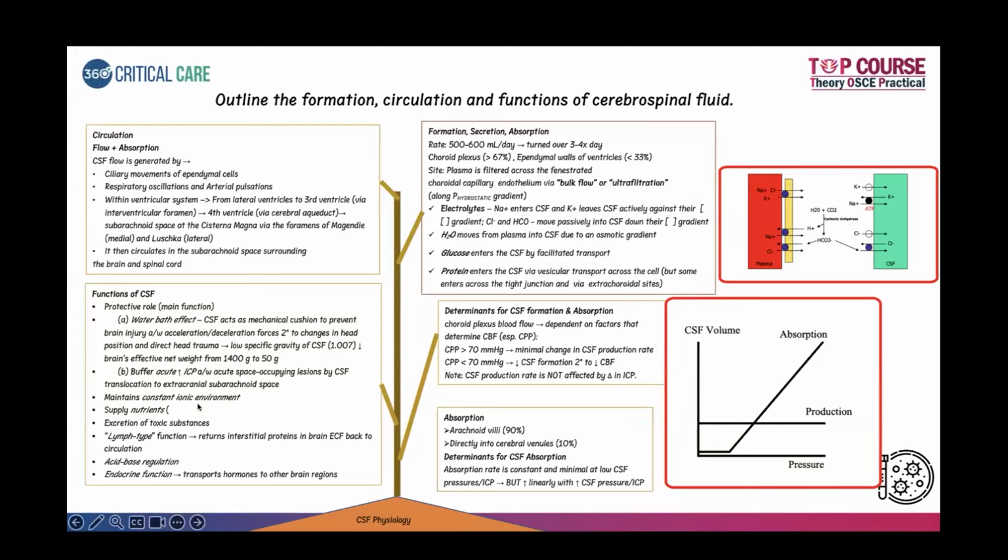It maintains the constant ionic environment. It supplies nutrition. It is responsible for excretion of toxic substances. Though there is no lymphatic system in the brain, it works as a lymph for the brain. It manages the acid-base status of the brain, and it also has an endocrine function, transporting hormones to other parts of the brain. So these are the points for the function of CSF.